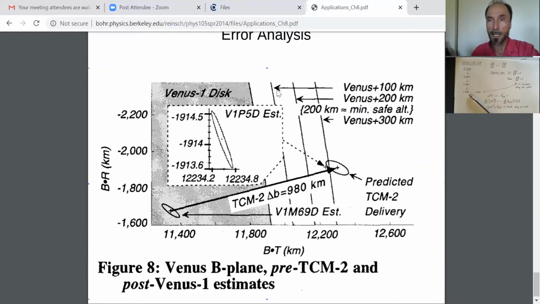Okay, as you know, the atmosphere of Venus is very dense. So here, this line is 100 kilometers above the surface. This is 200 kilometers. That was considered the minimum safe altitude, right? And you can make comparisons with satellites orbiting the Earth. You're talking hundreds of kilometers above the surface of the Earth. Okay, so again, the atmosphere is very dense. And here's a funny fact about how dense the atmosphere of Venus is.